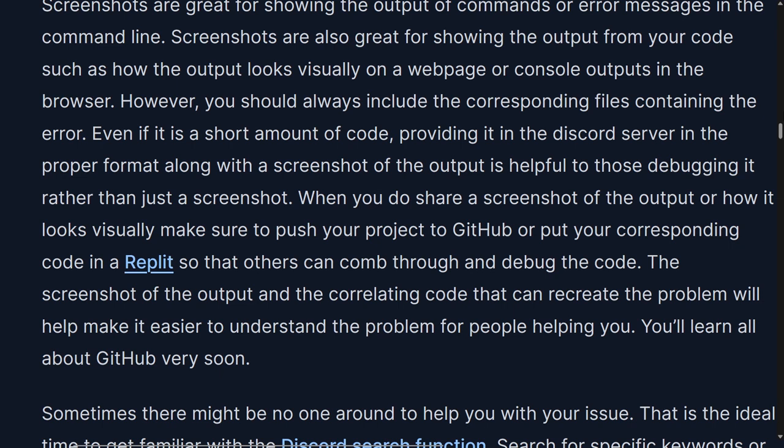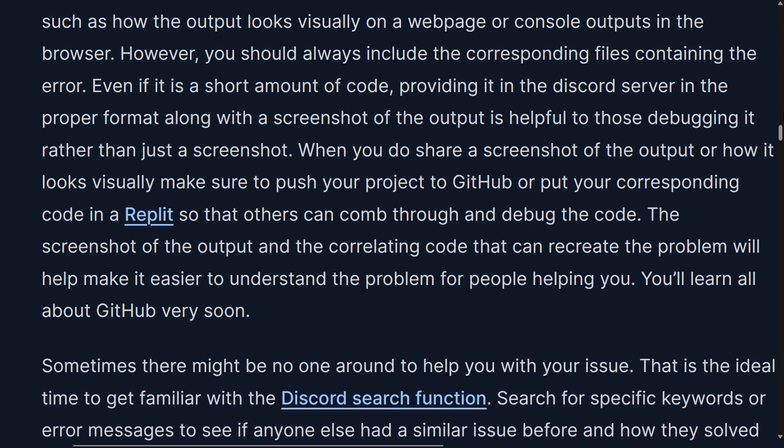When you do share a screenshot of the output or how it looks visually, make sure to push your project.